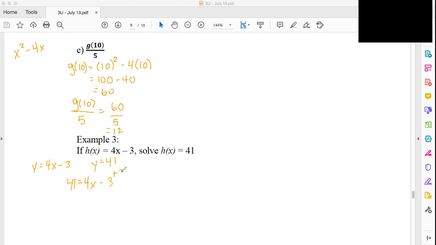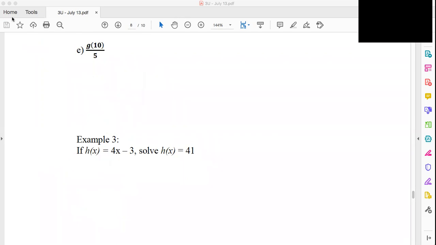So we're going to add 3 on both sides. So it's 44 is equal to 4x. Divide 4 on both sides. So our x is equal to 11. We're going to look at how to find these on a graph real quick, and then you guys are done. You have independent questions, and that's it.